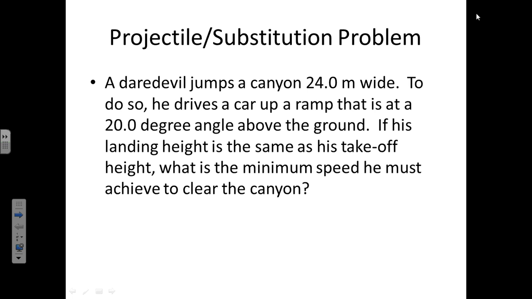If his landing height is the same as his takeoff height, what is the minimum speed he must achieve to clear the canyon? Just like any of these projectile problems, the first thing that you've got to do is keep your horizontal and vertical components separate. So let's go to another slide and see what we can do in terms of working this problem out. We've got to remember that the canyon is 24 meters wide and that he's jumping at an angle of 20 degrees above the ground.